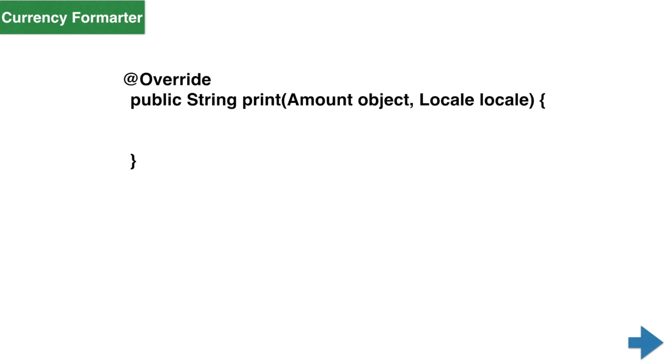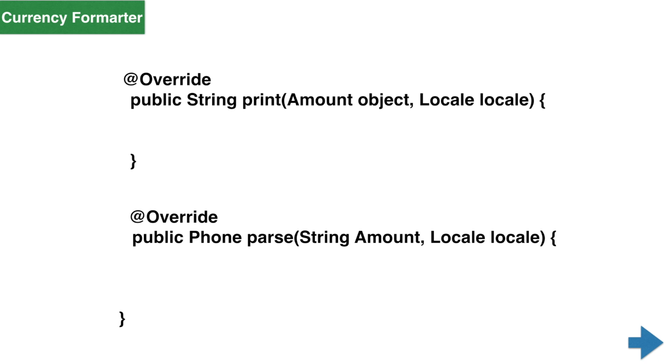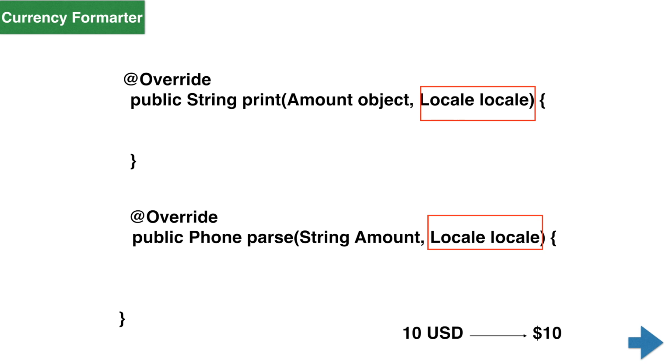But here, the currency formatter, the way you are going to write it, you'll have the print class and the parse class, and you are going to use this locale class right here to convert the USD to the dollar symbol, or to format the 10 euro to this 10 euro. You will need the locale class, and using the locale class you can format this USD euro to this particular type, and that is the thing that you are going to research by yourself.